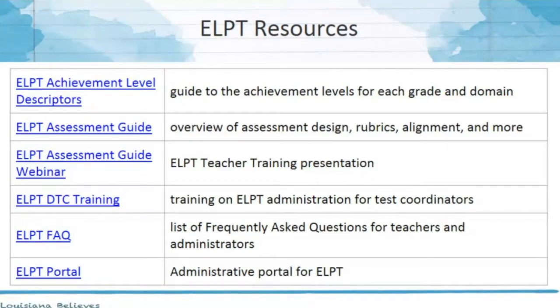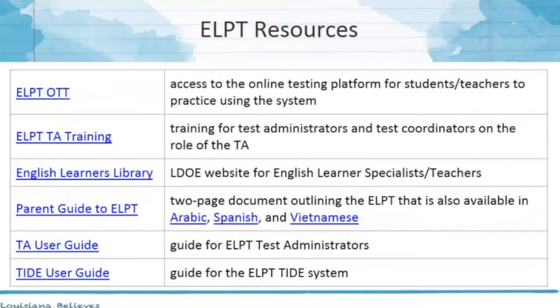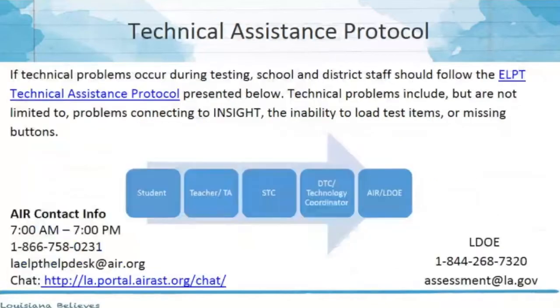So you have your achievement level descriptors, assessment guide webinar, all of the trainings, the link to the portal, your ELPT FAQ document, the OTT, parent guides in English, Spanish, Arabic, and Vietnamese, and then user guides for the TA and TIDE.